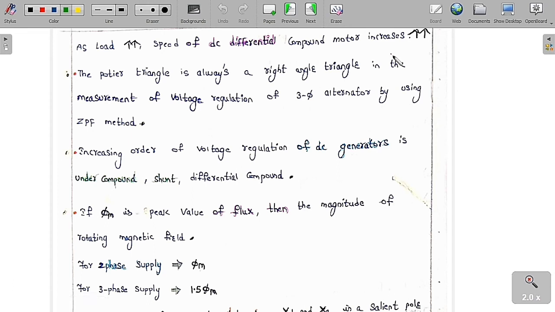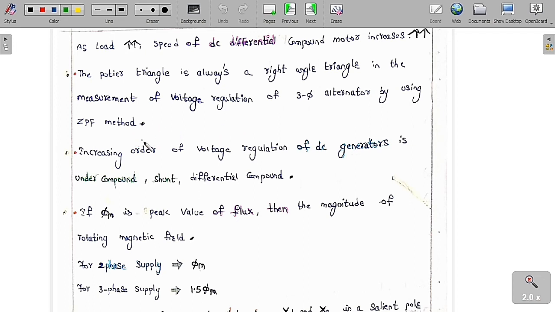So therefore, the next point is the Portier triangle. The Portier triangle is always a right angle triangle. For the Portier triangle, we are going to see methods which are useful for calculating the regulation of an alternator. The Portier triangle is basically a right angle triangle in the measurement of voltage regulation of a three-phase alternator by using the ZPF method.